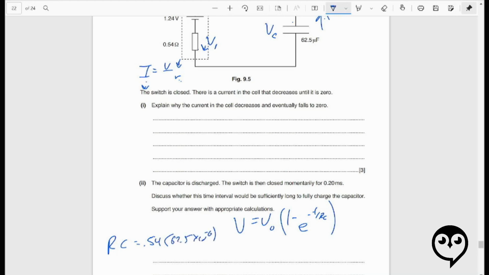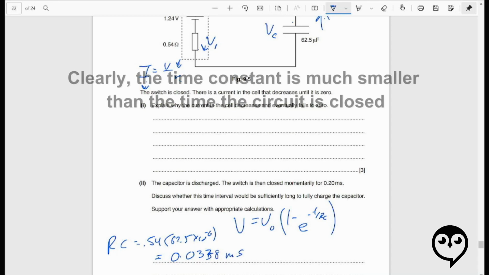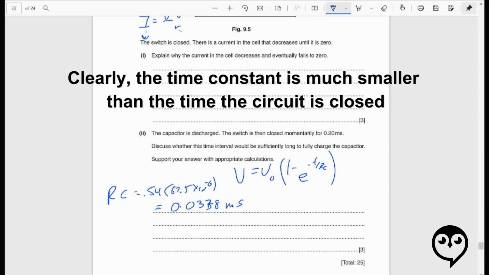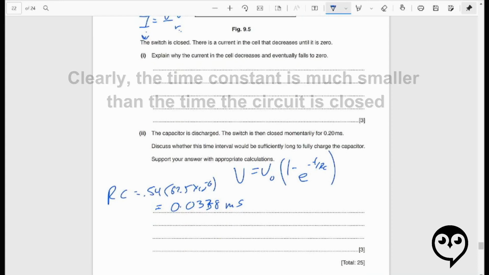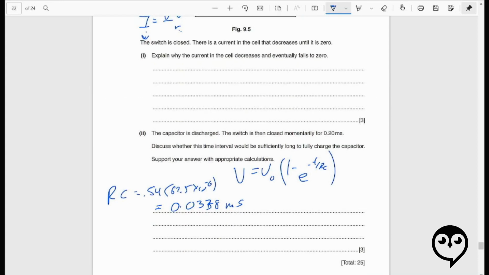So let's figure out what the time constant is. 0.54 times 62.5 times 10 to the negative 6. Because the time constant is in seconds, if I change my answer to milliseconds, I get 0.8, I guess, milliseconds. So I would say no, the time constant, it's 3 marks here. I would say the time constant is larger than the 0.2 milliseconds. So I would say no.